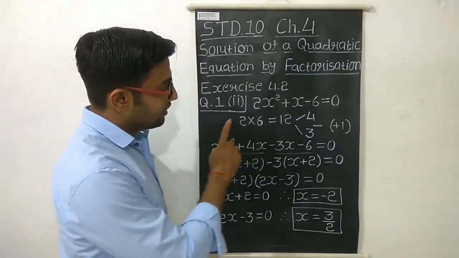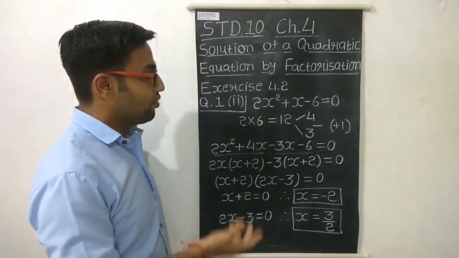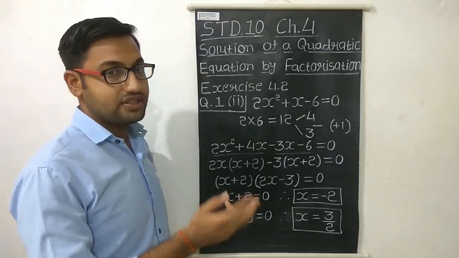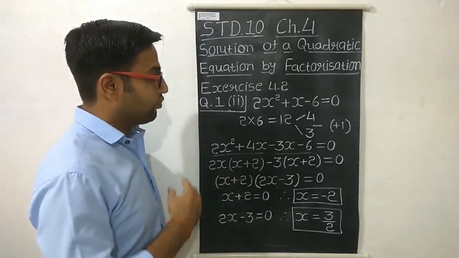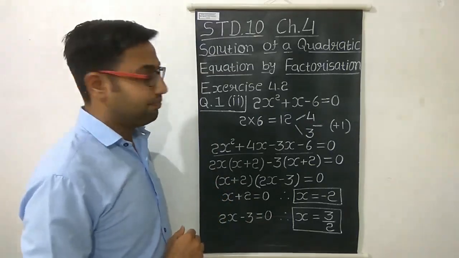There are three terms, so we have to use the splitting the middle term method, which you have already studied in standard 8 and 9. So what do we have to do to split the middle term? How to split the middle term?